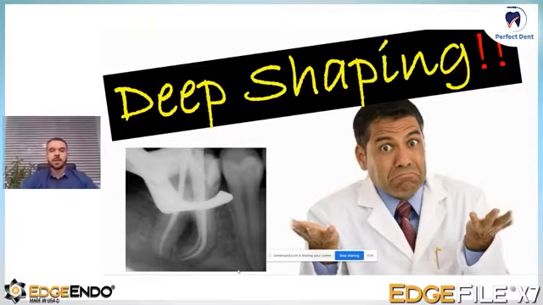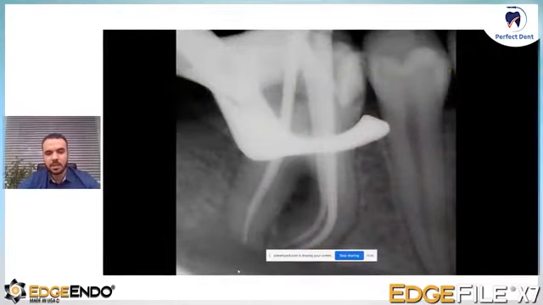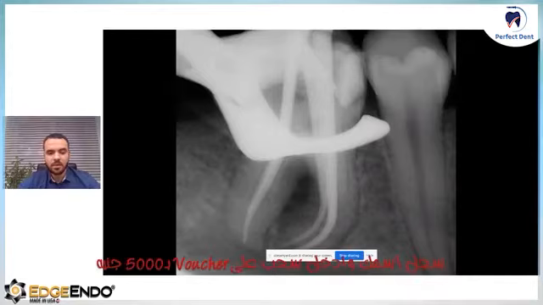The concept of deep shaping previously was shaping the canal to a large diameter to allow the irrigant to reach the apical constriction or the apical third. It is done preferably in curved or severely curved canals. This case was referred by my colleague. He prepared the mesial root to a file tip size of 0.40, and the patient has repeated swelling in this area.